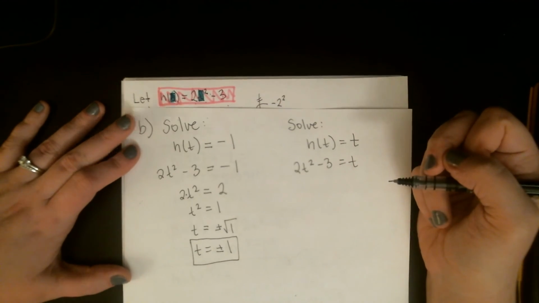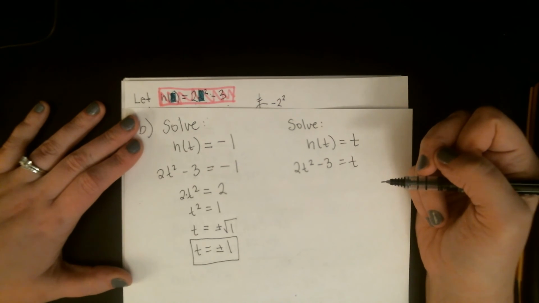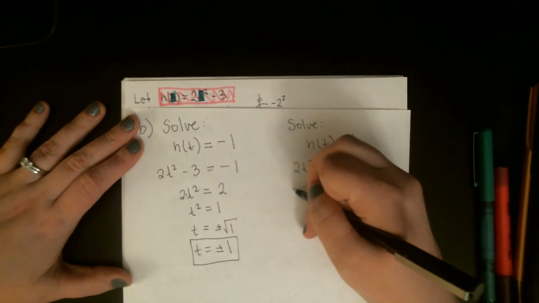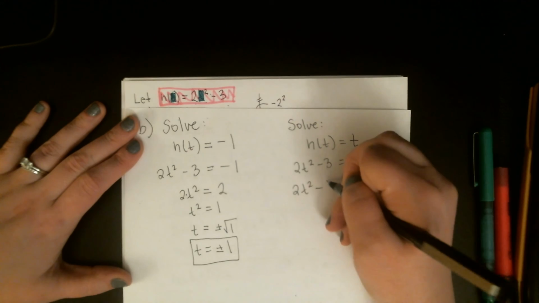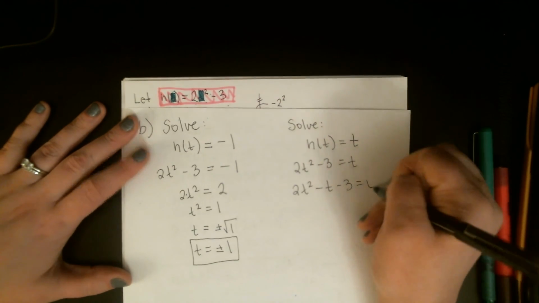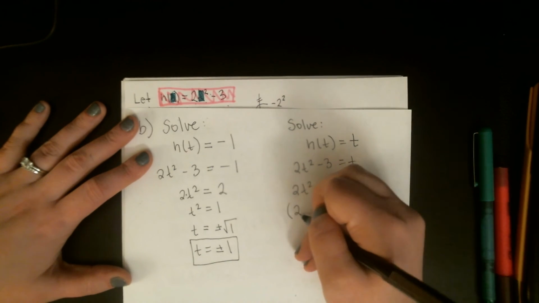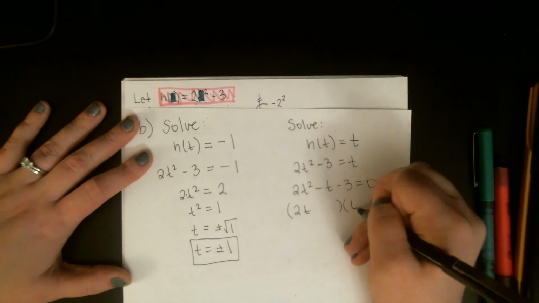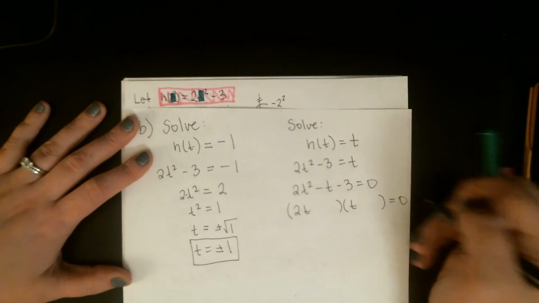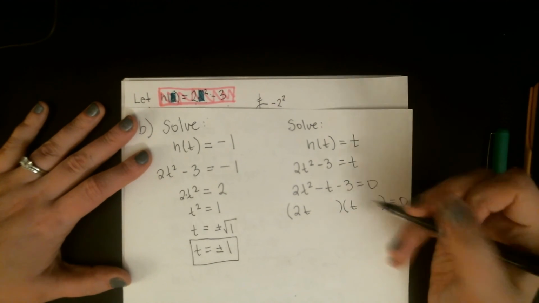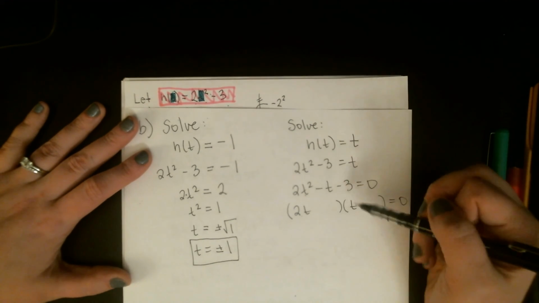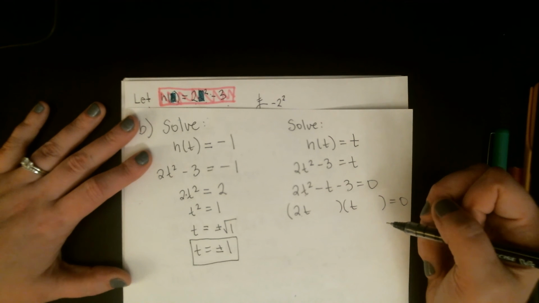And this one is not looking nicely set up for square root method, so I'm going to go ahead and set it equal to 0. I'm going to subtract t from both sides. And that actually looks like it might be factorable. As always, if it's not factorable, it's completely legal to use a quadratic formula, but you should be trying factoring first. So 2t squared is going to split up to a 2t and a t.